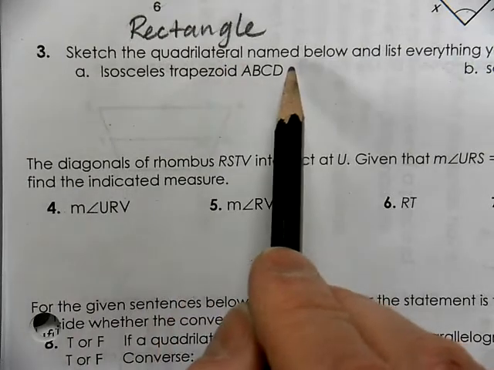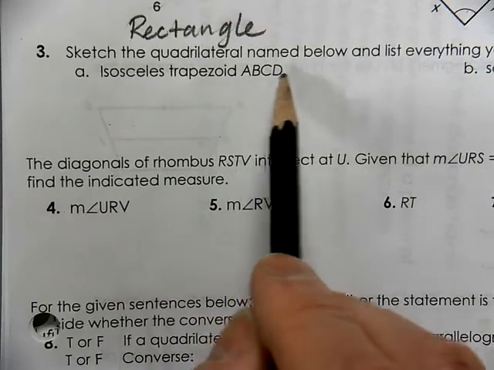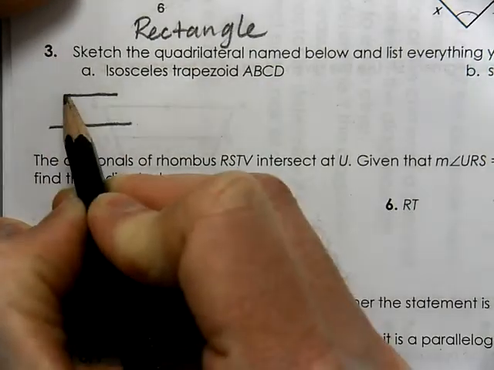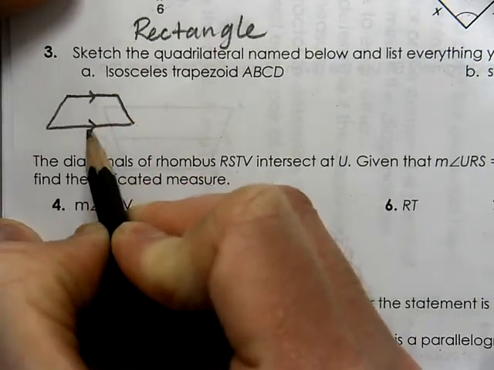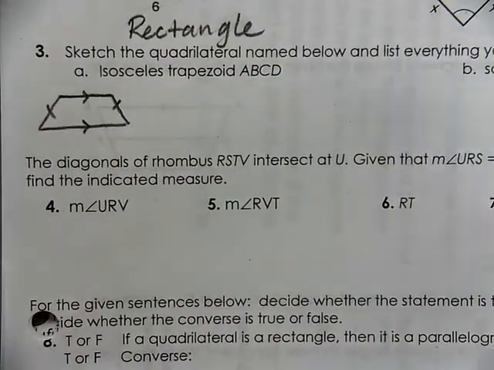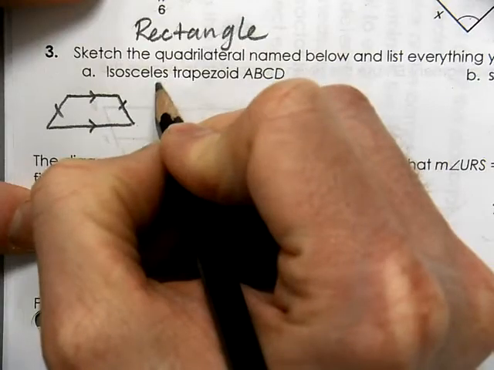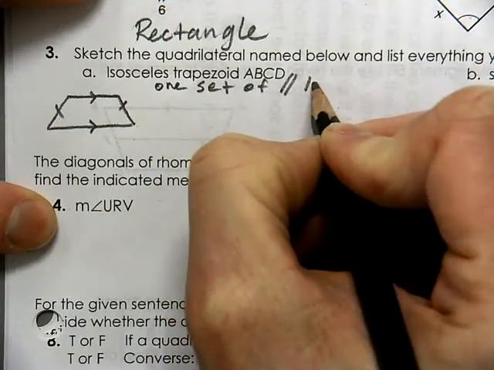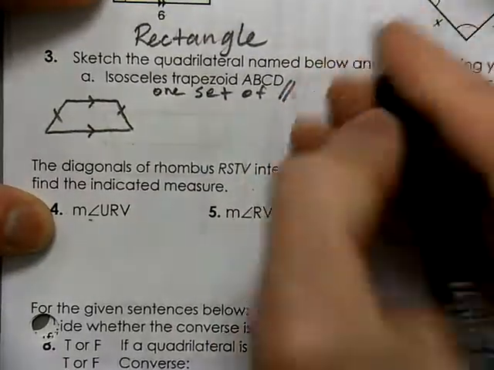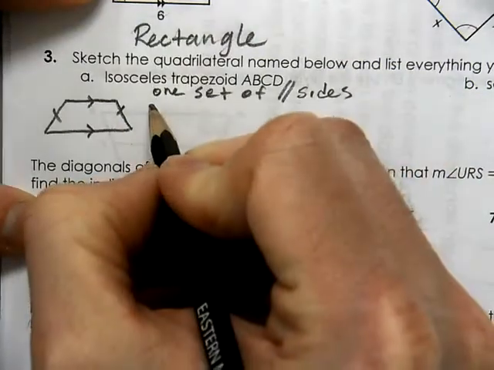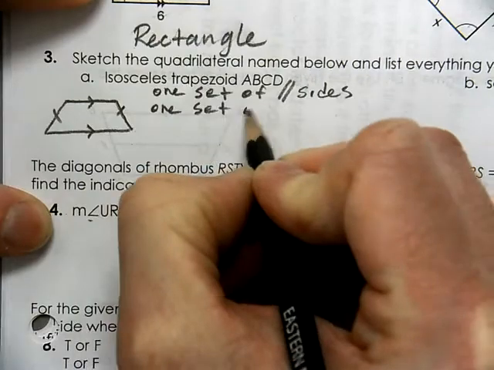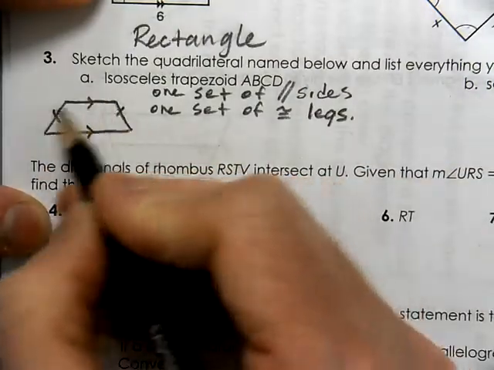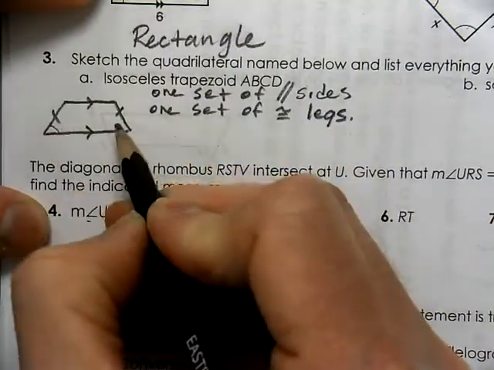We're going to sketch a quadrilateral. So it's going to be an isosceles trapezoid, ABCD, and list everything we know about it. Well, an isosceles trapezoid has one set of parallel sides and has legs that are the same length. If we're going to talk about everything that we know about it: one set of parallel sides, one set of congruent legs. The bases would be the parallel part and the legs would be the non-parallel part. We also know that the base angles are congruent.